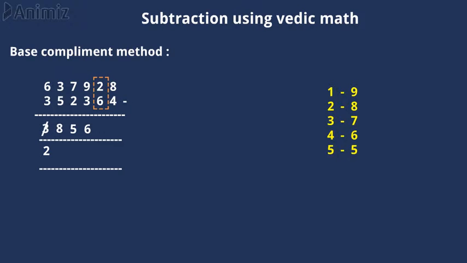6 minus 2. Here it requires borrowing. So you cut down the number 6 and write its previous number 5. Okay, fine. What is the base complement for 6? It is 4. So 4 plus 2 is 6. Write it down 6. And then what is the last number?